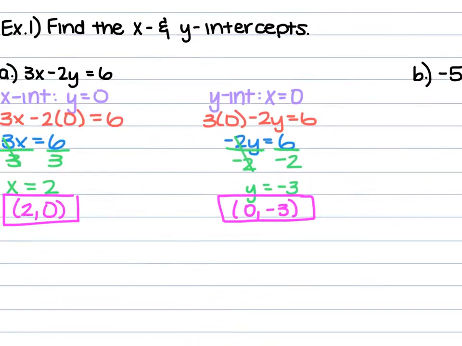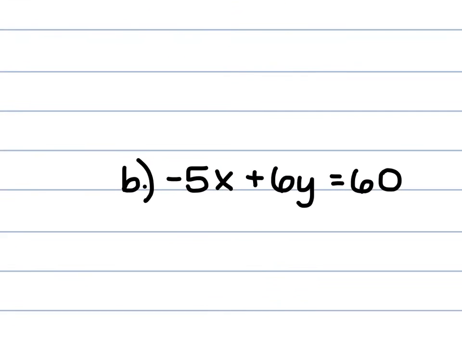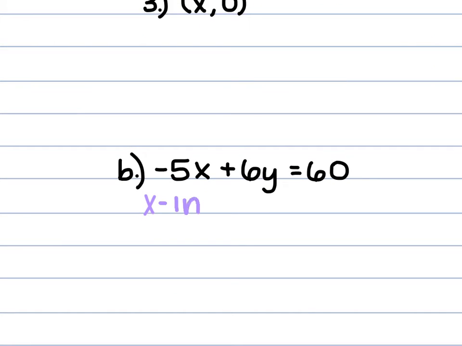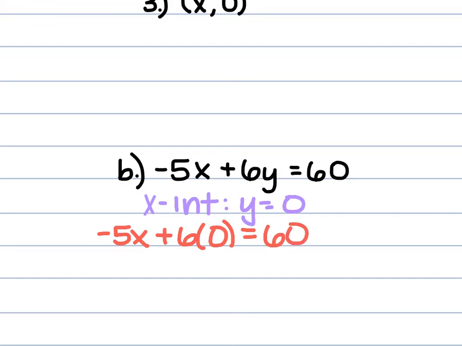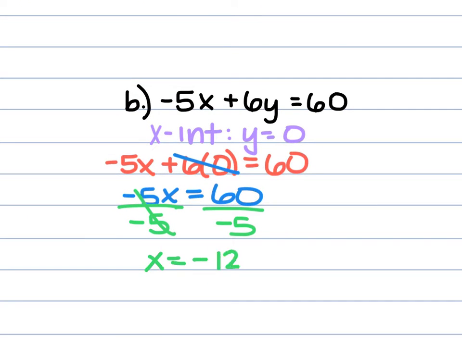For example B, we have negative 5x plus 6y is equal to 60. So same thing, find the X-intercept, find the Y-intercept. For the X-intercept, we are going to plug in 0 for y. So this is going to give us negative 5x plus 6 times 0 equals 60. That 6 times 0 is going to cancel out, so negative 5x is equal to 60. Then divide each side by negative 5, and we get that x is equal to negative 12. So this is the ordered pair, negative 12, 0.